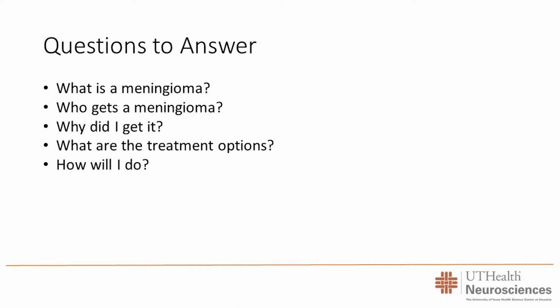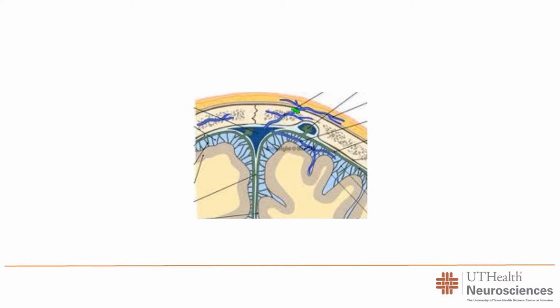This is the outline of what we're going to be talking about today, and this is really for patients. So I want to go over what a meningioma is, who's at risk, why some people get it, the treatment options, and the prognosis. So hopefully this will be helpful to you. So first, before I talk about meningiomas, I need to go over a little anatomy.